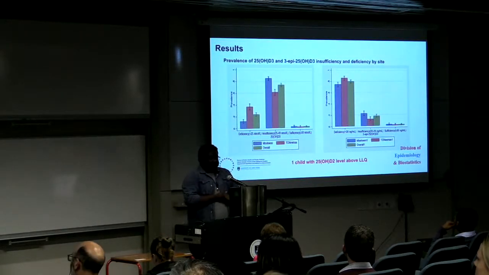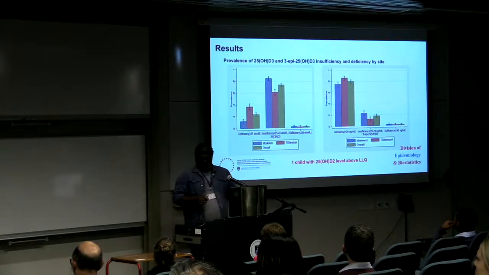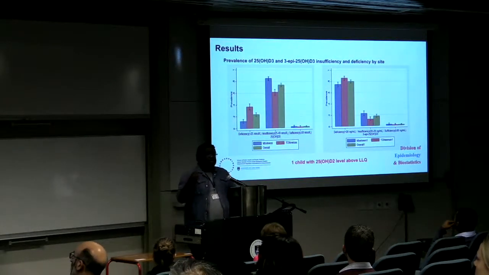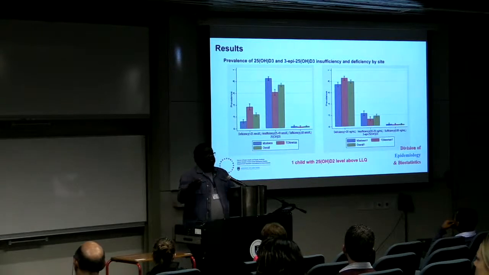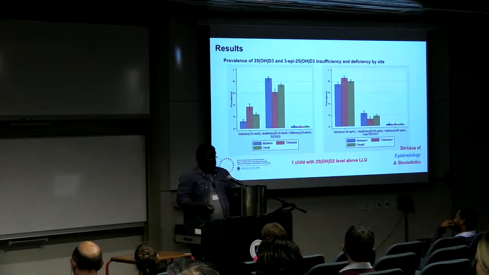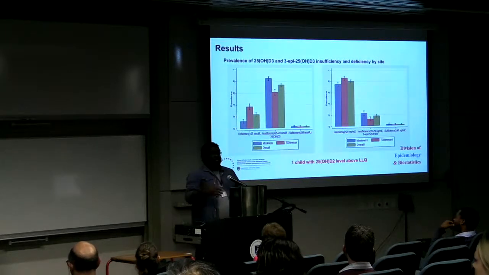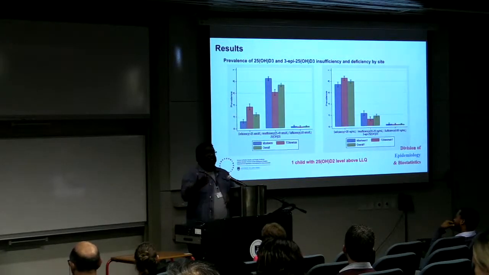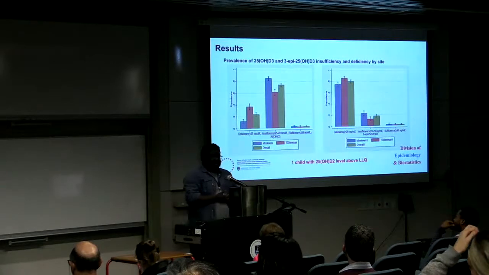Now, prevalence. I'm only presenting two of the metabolites I spoke about because for the other one, which is vitamin D2, there was only one kid that had a result above the limit that the system can detect.